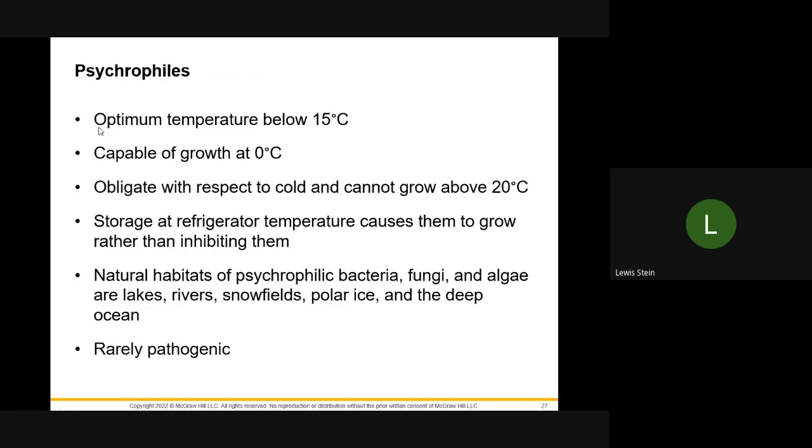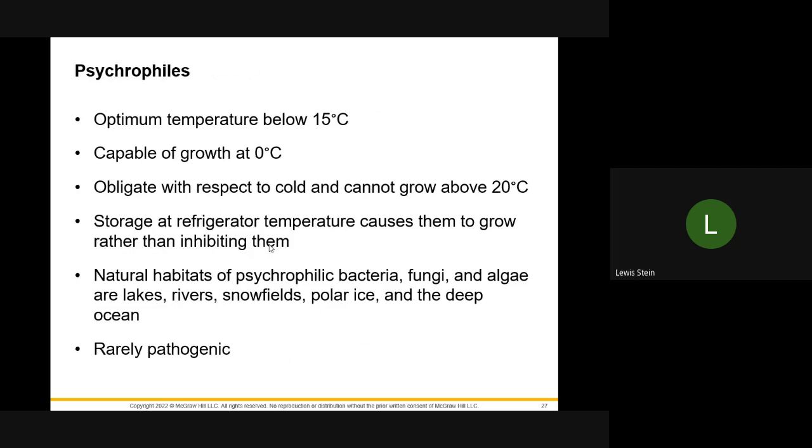Every author has different categories. Psychro, not psycho. Psychro means very cold, extreme cold. Optimal temperatures are significantly below normal. Most of these are probably closer to freezing, so they will grow in freezing environments. Obligate means they can't grow above a certain temperature. They're obligated to grow under certain conditions. They grow in refrigerators. I beg your pardon, it actually will increase because it's an increased degree of temperature.